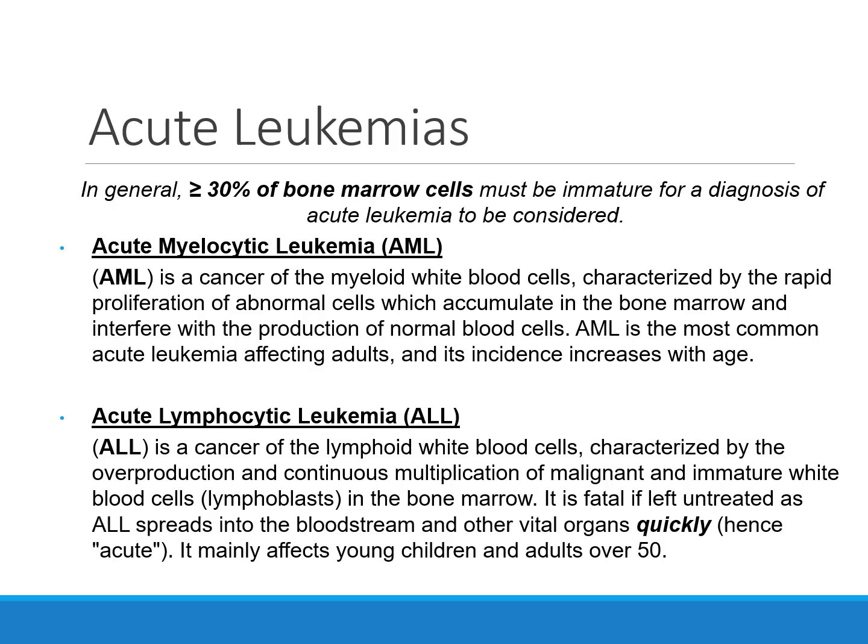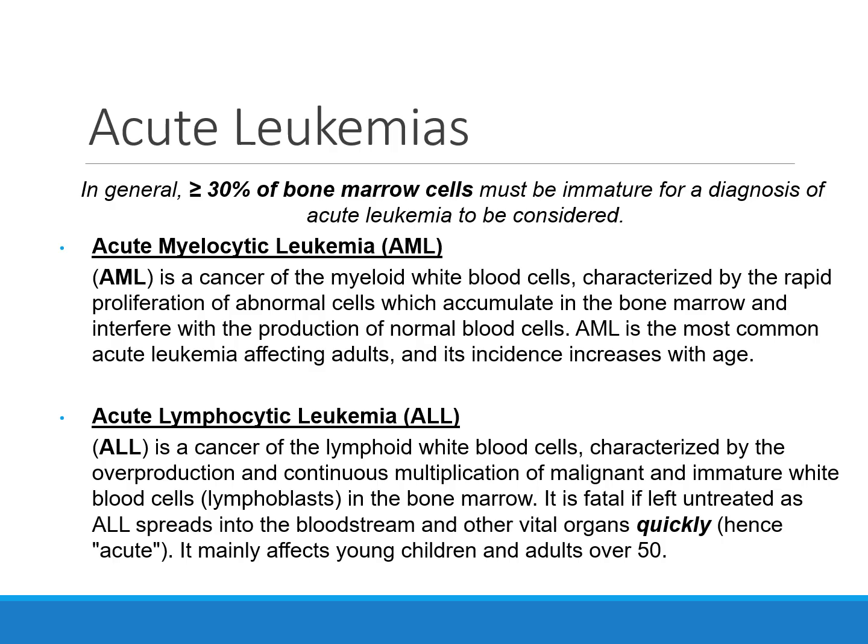In terms of our lymphocytic leukemias, acute lymphocytic leukemia, often referred to as ALL, is a cancer of the lymphoid white blood cells. It is characterized by an overproduction and continuous proliferation, or continuous multiplication, of malignant and immature white cells. We call these lymphoblasts. This is the very least mature, or the most immature, form of those lymphocytes. And we're going to see that in the bone marrow. Again, that magic number is going to be equal to or greater than 30%.